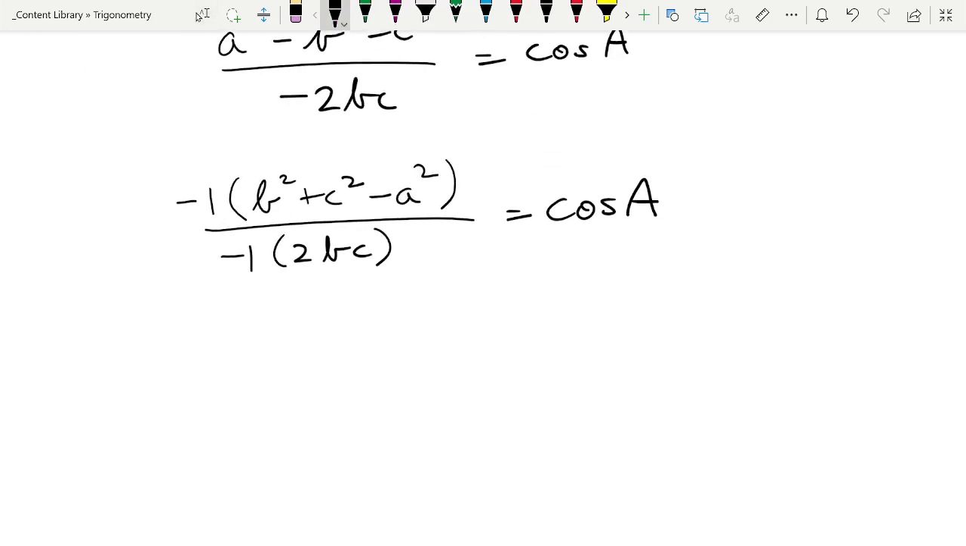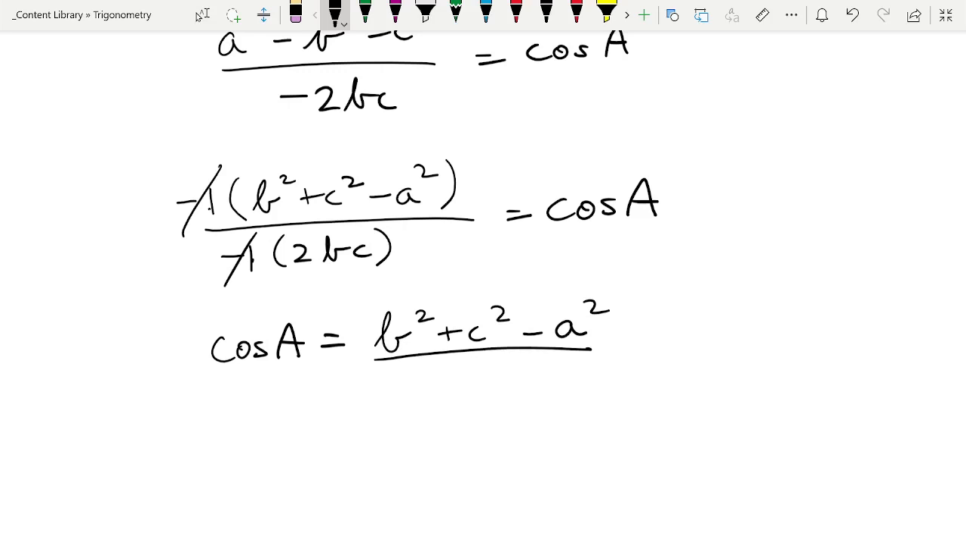I'm going to write it the other way. I'm going to write it backwards. I'll put this one on this side now. And what happens when you divide a number by itself? What's negative 1 divided by negative 1? What's anything divided by itself? Oh, it's not 0. Yeah, it's 1. So those two things cancel and they leave behind 1. So that means that I have b squared plus c squared minus a squared all over 2bc.